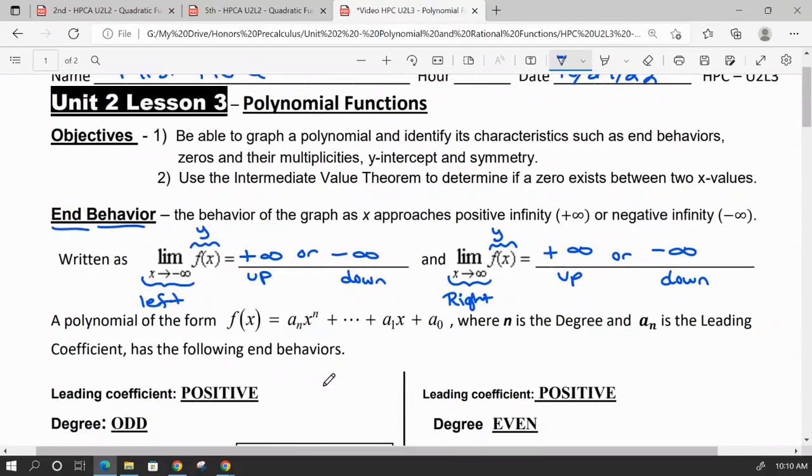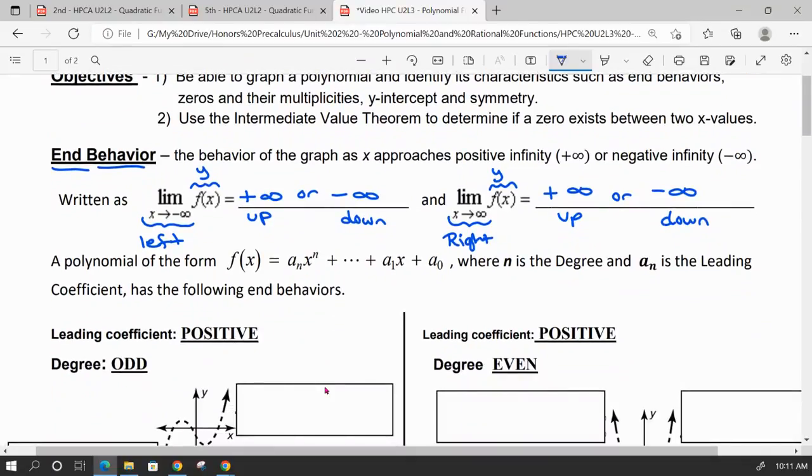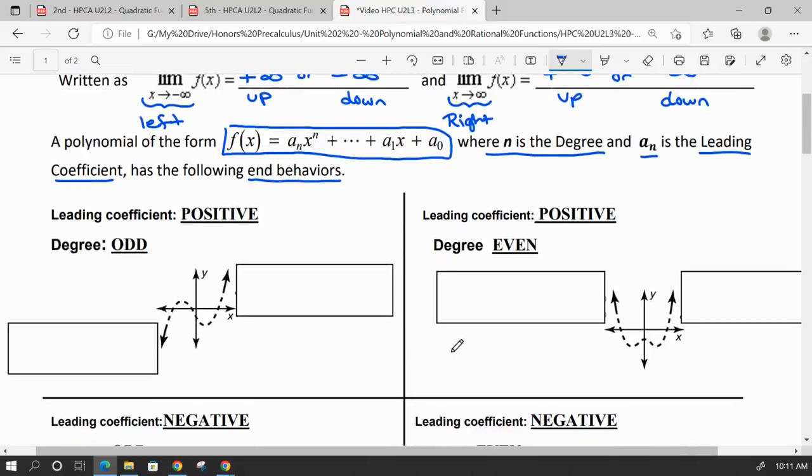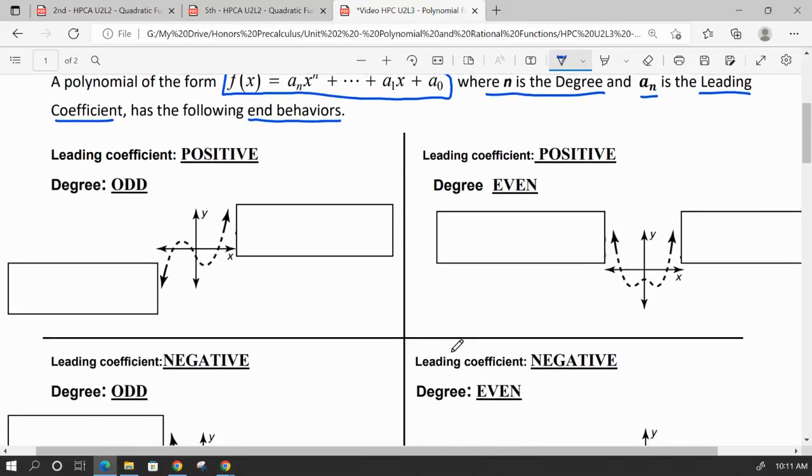All right, so a polynomial function is a function in the form of this, where basically a sub n is your leading coefficient and n is the degree of your polynomial. So n is the degree, a sub n is the leading coefficient, and has the following end behaviors. So this is basically a summary of all the different end behaviors that polynomial functions could have.